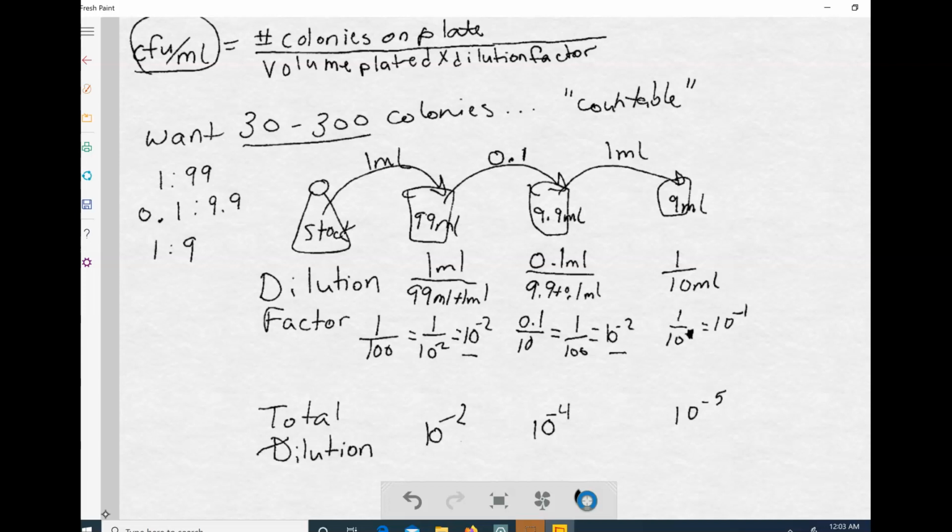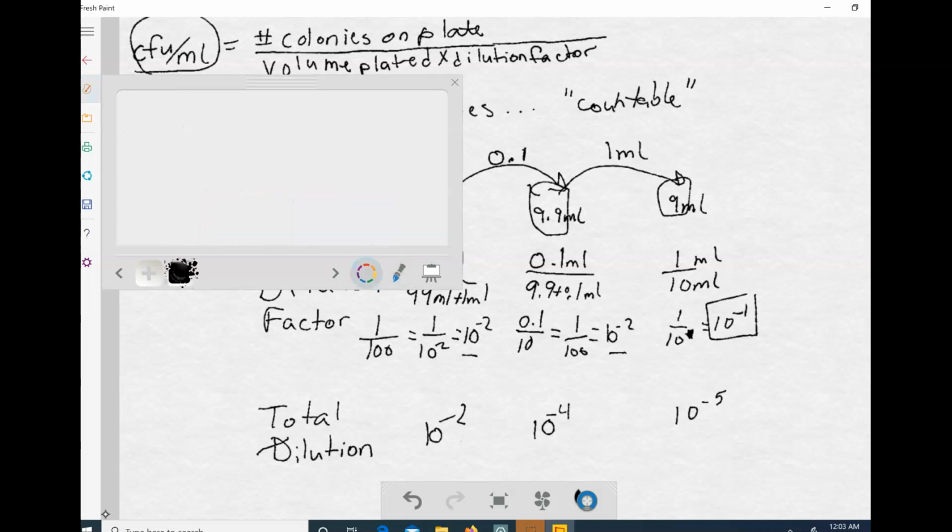Notice that your units, your milliliters, are canceling out. So you have milliliters divided by milliliters. That means your dilution factor has no units. It's just how concentrated this is compared to that.